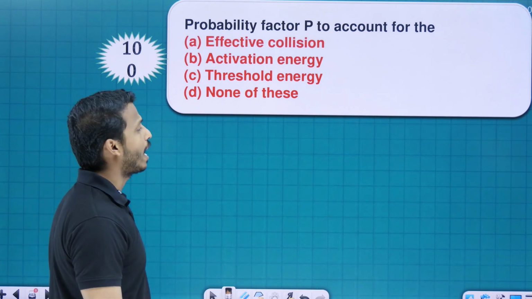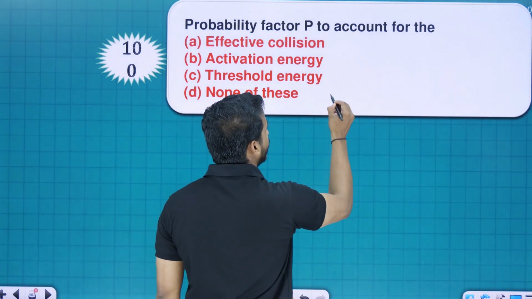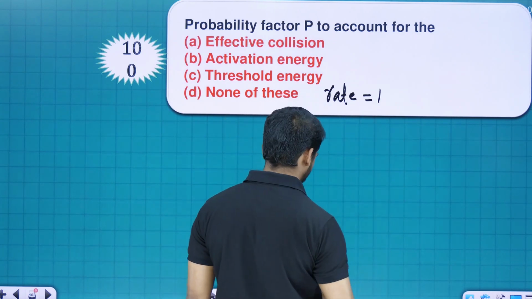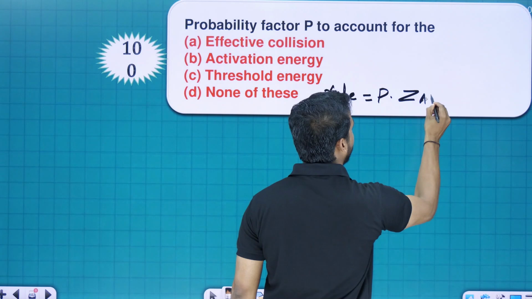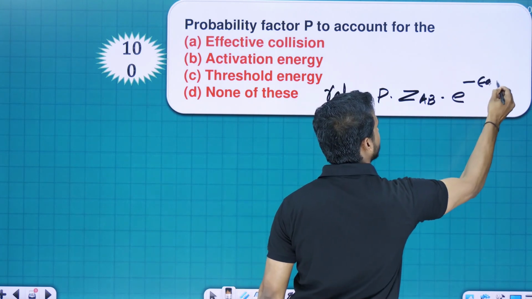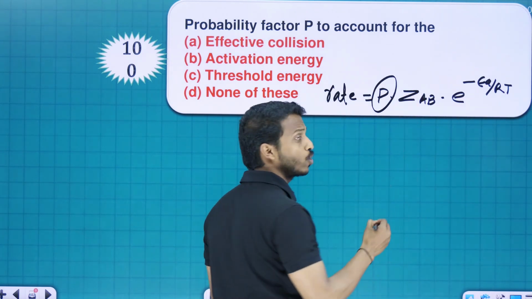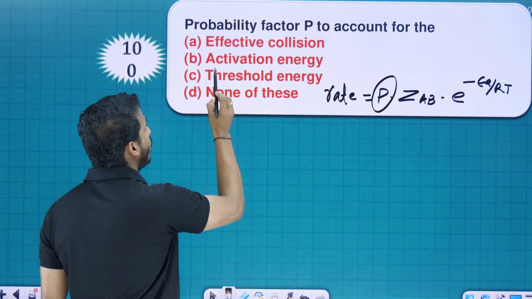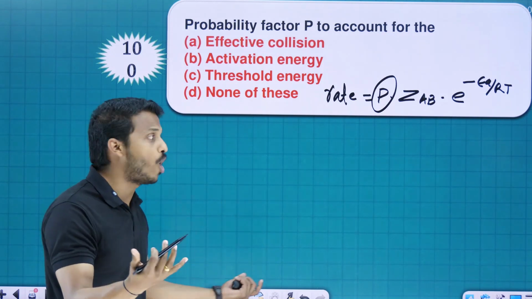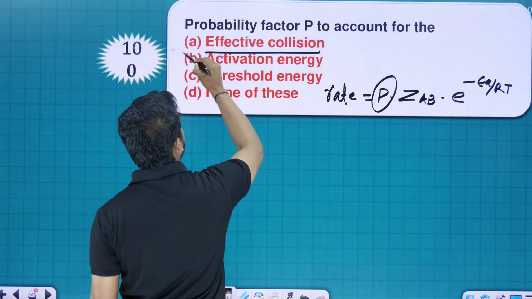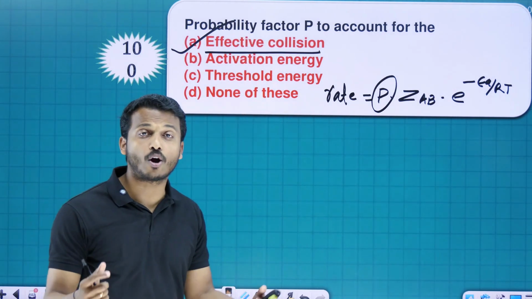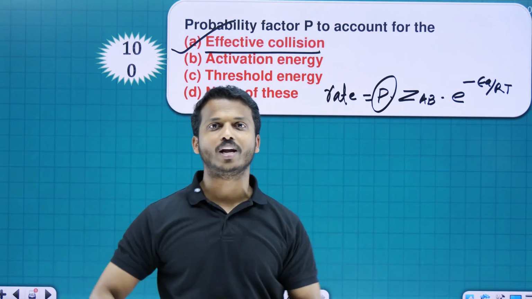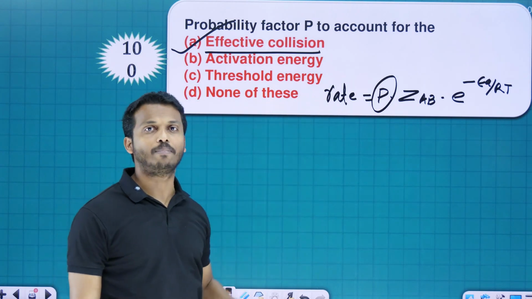And here is our last question. Probability factor P to account for that. According to the collision theory, rate is equal to what? Rate is equal to P into ZAB into e raised to minus EA by RT, where P is called probability factor or steric factor. Okay, so probability factor is the measure of what? It is a measure of effective collision. Probability factor higher means there is more chance of effective collision, more rate can be produced.